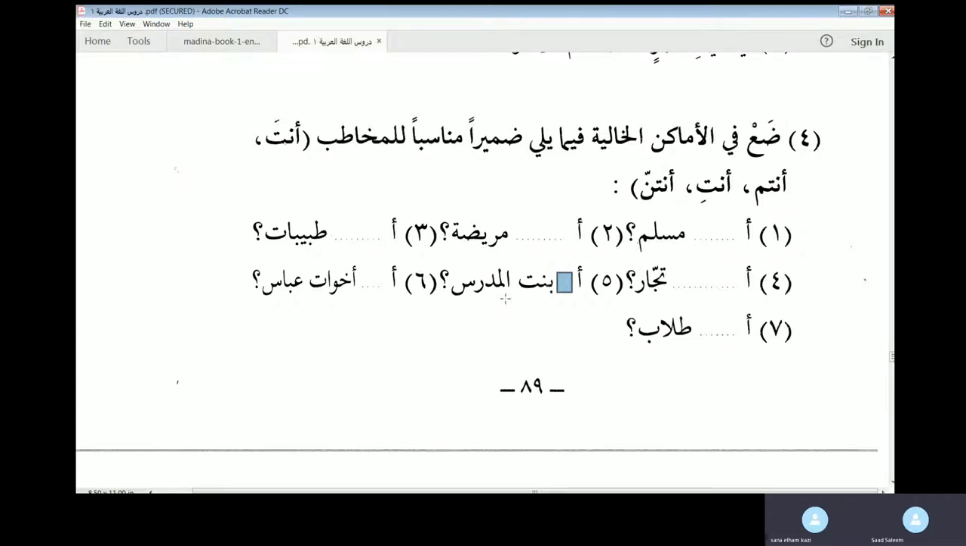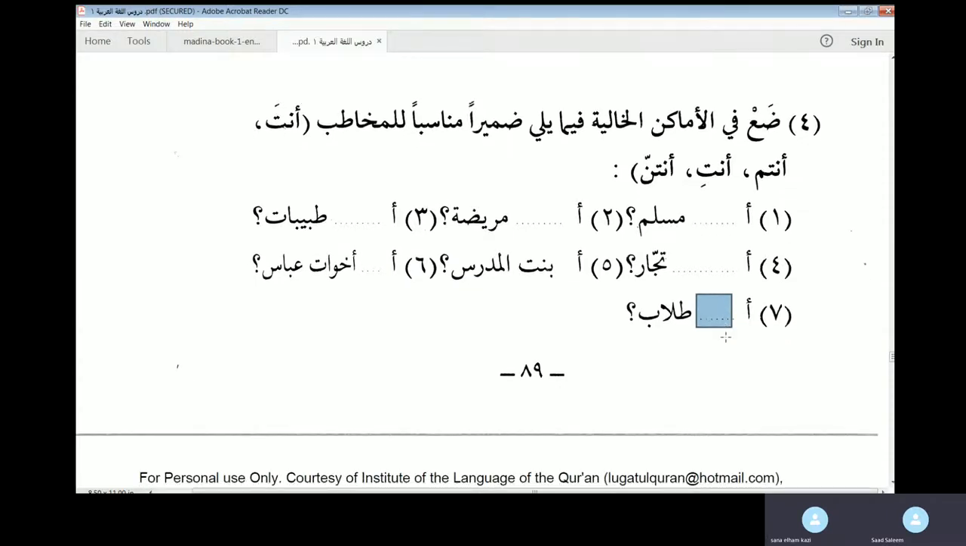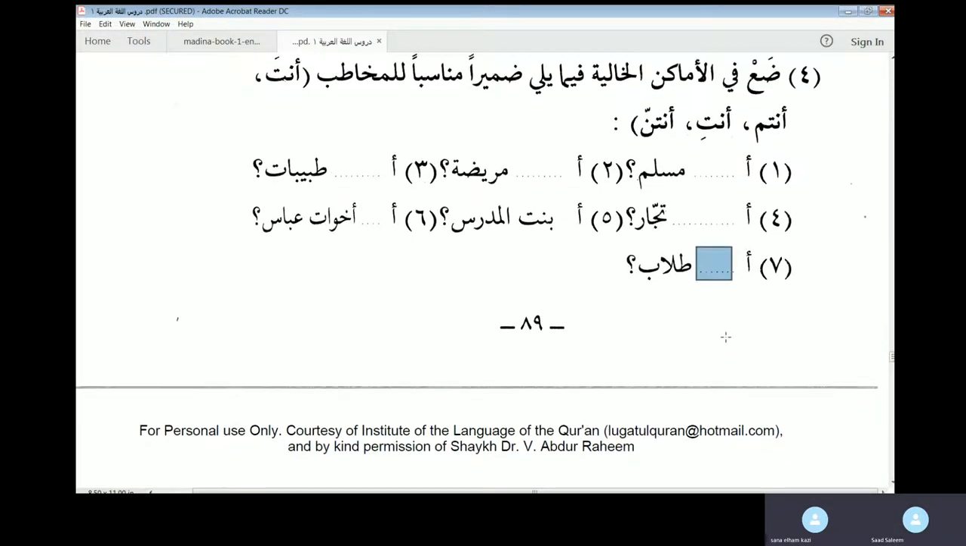Anti bintul mudarrisi. Are you the daughter of the teacher? Anti ikhwati Abbas. Wrong. Antunna akhwatu Abbasin. Are you all sisters of Abbas? Akhwat means sisters. Antum tulabun. Are you all students?